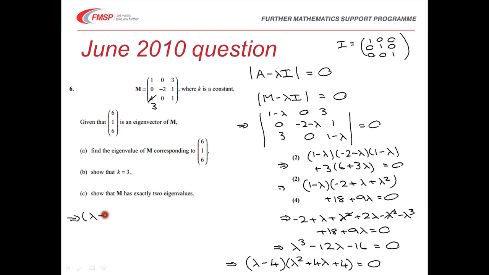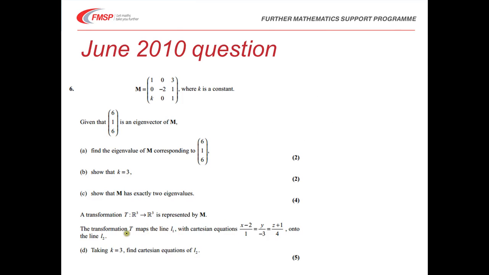So we have lambda minus 4, and then of course this factorizes as lambda plus 2 times lambda plus 2. So the eigenvalues are the roots of this, so eigenvalues are lambda equals 4 and lambda equals minus 2. So it's only got 2 eigenvalues, 2 distinct ones. Lambda equals minus 2 is a repeated root of the characteristic equation.